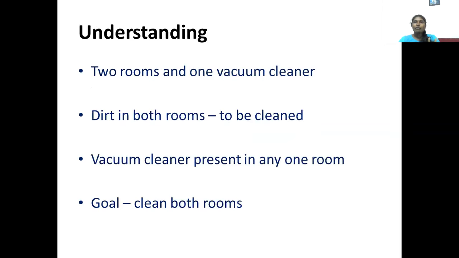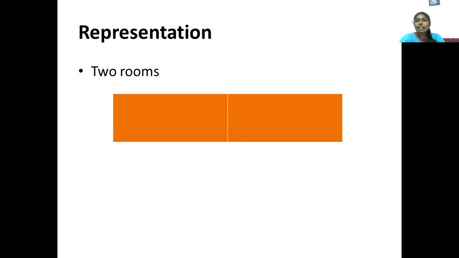So we have taken 2 rooms and both the rooms are dirty, and there is only one vacuum cleaner that might be placed in either one of the rooms. The vacuum cleaner can move to the left side room, the right side room, or it can clean the dirt. And our ultimate goal is to clean both the rooms. So we have to find a representation for it.